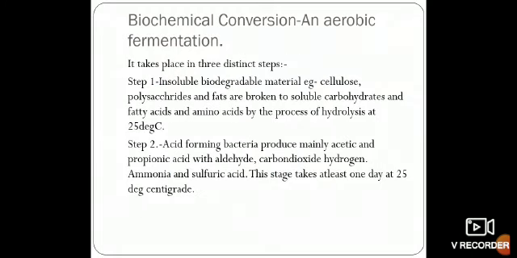Biochemical conversion and anaerobic fermentation. It takes place in three distinct steps. First step, insoluble biodegradable material like cellulose, polysaccharides and fats are broken down to soluble carbohydrates, fatty acids and amino acids by the process of hydrolysis at 25 degrees centigrade. Second step, acid forming bacteria produce mainly acetic and propionic acid, with aldehyde, carbon dioxide, hydrogen, ammonia and sulfuric acid. This stage takes at least 1 day at 25 degrees centigrade.